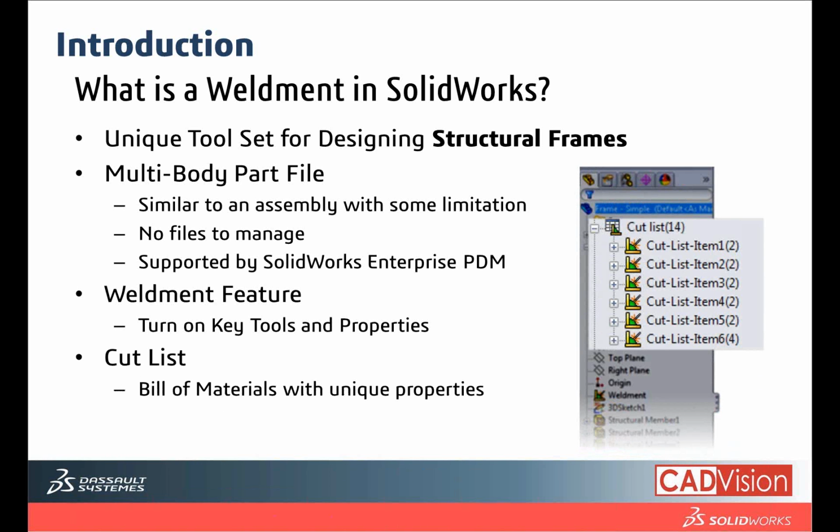What about the cut list? The cut list is, I would say, a unique bill of materials with custom properties. The properties are made by SolidWorks itself, together with the length, width, and height. And of course, you can always customize this cut list, as you customize the bill of materials in assemblies.